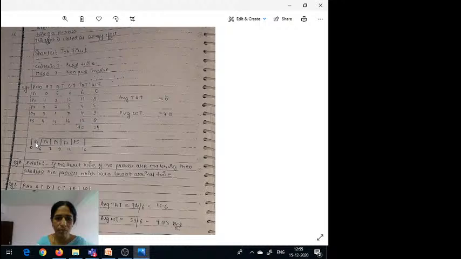Waiting time for P1 is 0. Coming to P2, the waiting time is turnaround time minus burst time, that is 11 minus 3, which is 8. You can observe here that P2 first enters the CPU at 9 milliseconds. So 9 minus the arrival time 1 gives 8. In this way also we can find the waiting times.